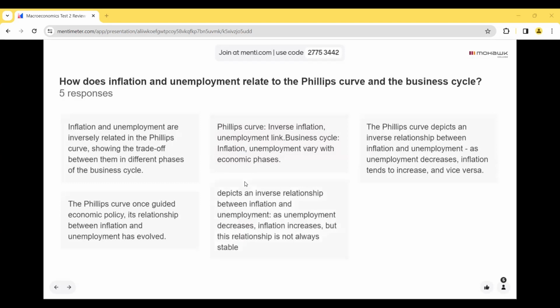The Phillips curve once guided economic policy, but the relation between inflation and unemployment has evolved. It depicts an inverse relationship between inflation and unemployment. As unemployment decreases, inflation increases, but this relationship is not always stable.